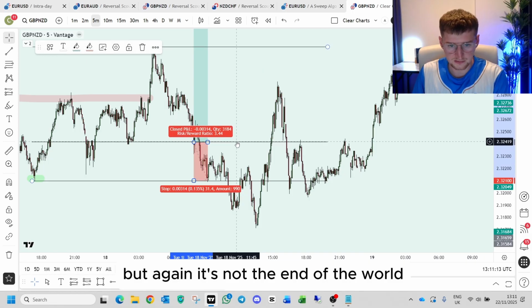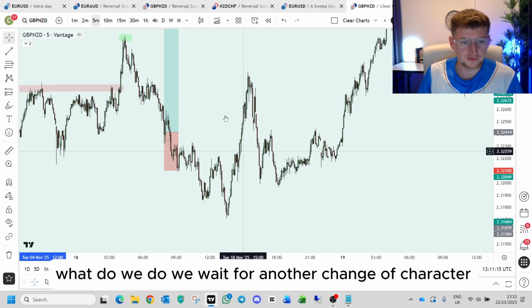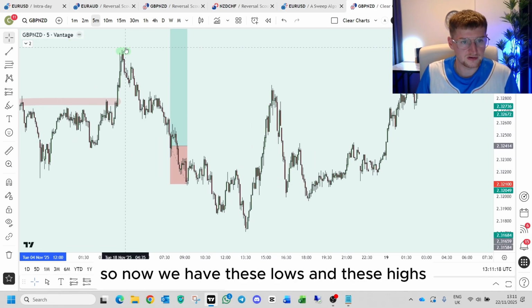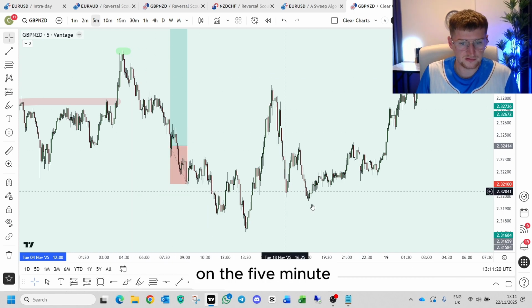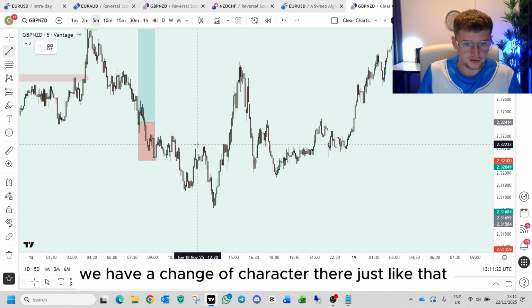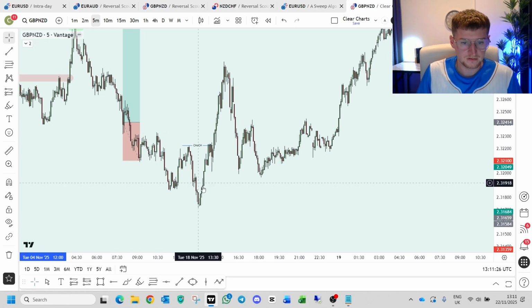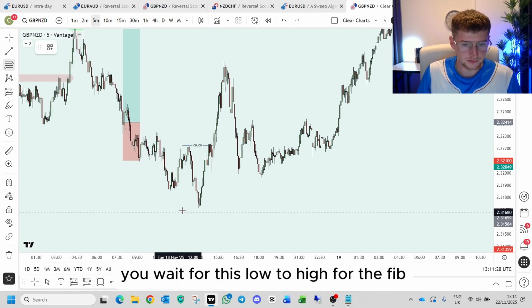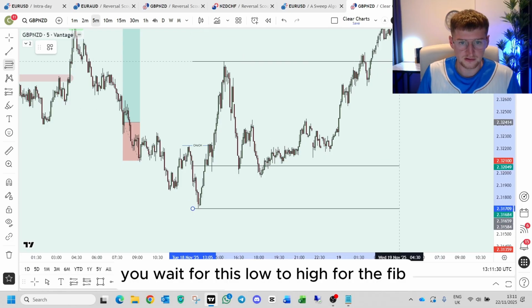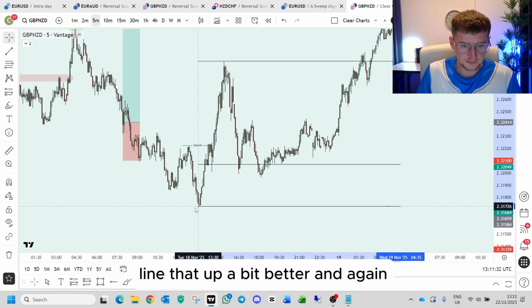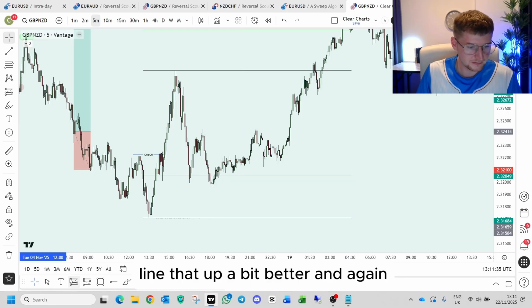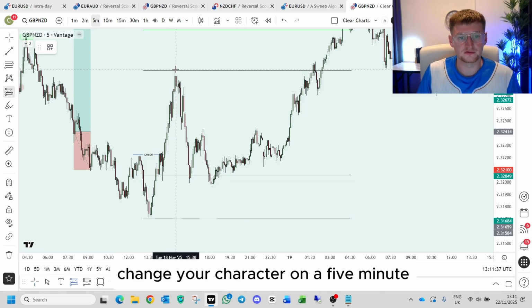But again, it's not the end of the world. What do we do? We wait for another change of character. So now we have these lows and these highs on the 5 minute. We have a change of character there, just like that. Price pushed higher. You wait for this low to high for the fib. Line that up a bit better. And again, change of character on a 5 minute.